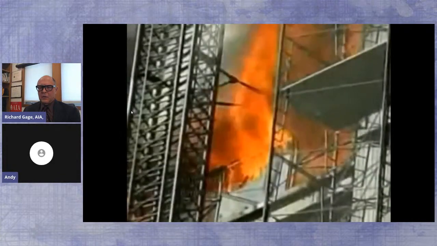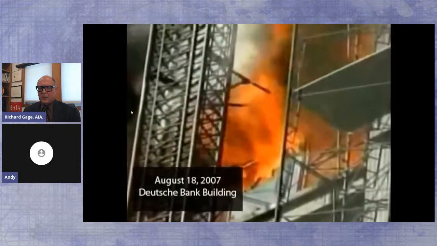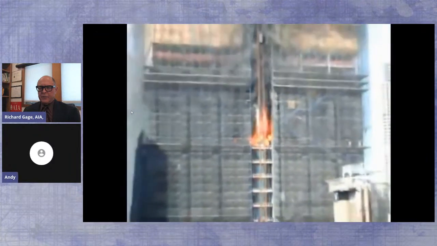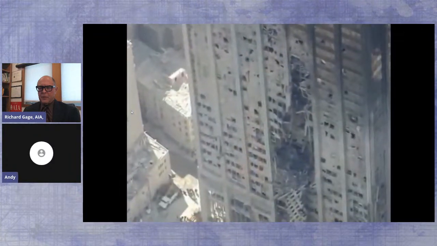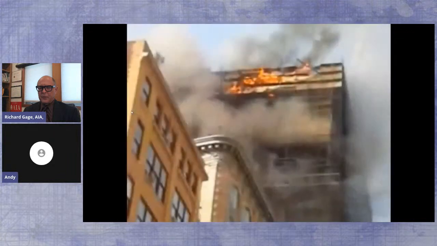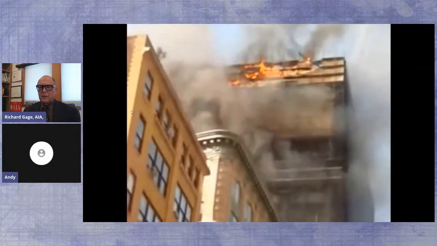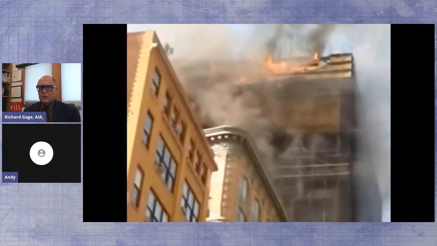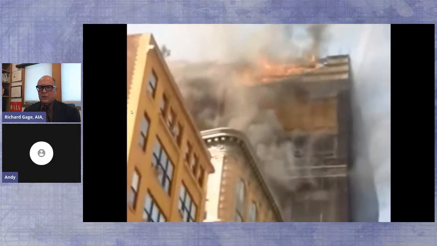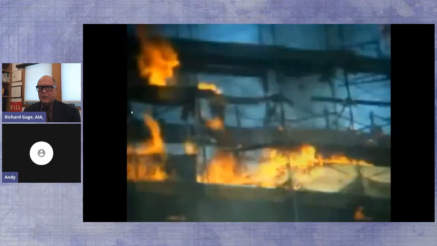It did not collapse. August 18, 2007, a fire broke out on the 17th floor of the Deutsche Bank building in New York, a building undergoing deconstruction after being heavily damaged by debris from the South Tower on 9/11. Originally 41 stories in height, it had been reduced to 26 at the time of the fire, which lasted 7 hours and affected a total of 10 floors. 2 firefighters died of smoke inhalation.